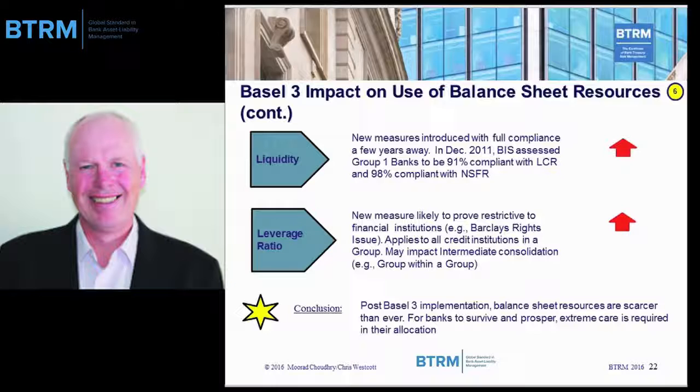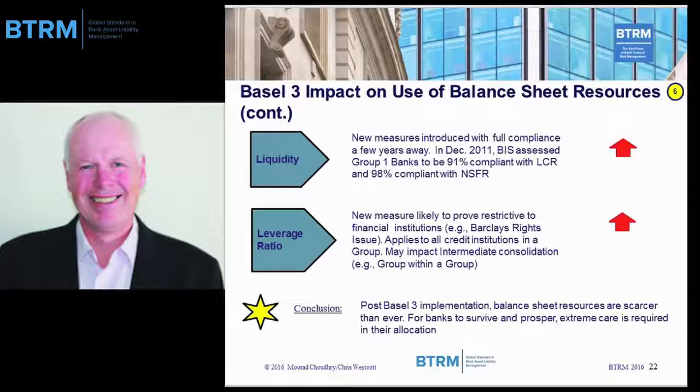The new liquidity measures significantly increase the liquid assets required by banks, and the leverage ratio, if not restrictive at the group level, is in many instances restrictive to organisations at a subsidiary level. So we can conclude that balance sheet resources are scarcer than ever, and that may well be the case with other regulatory changes.